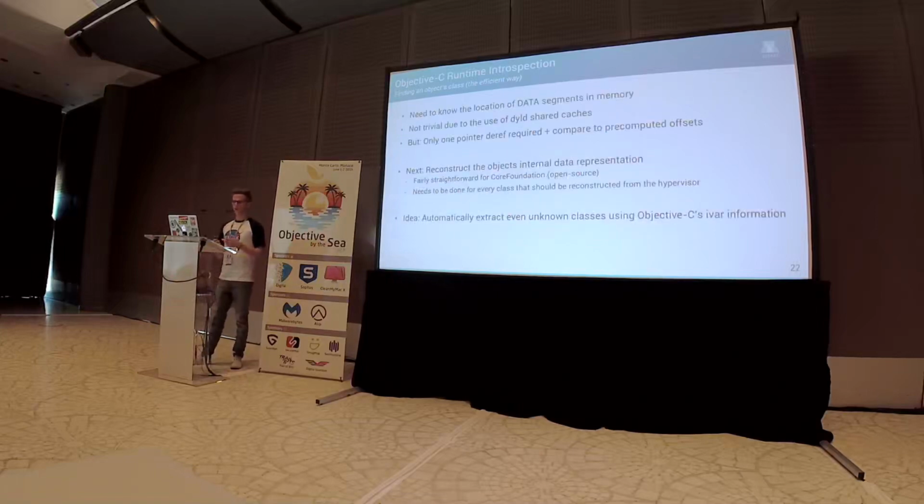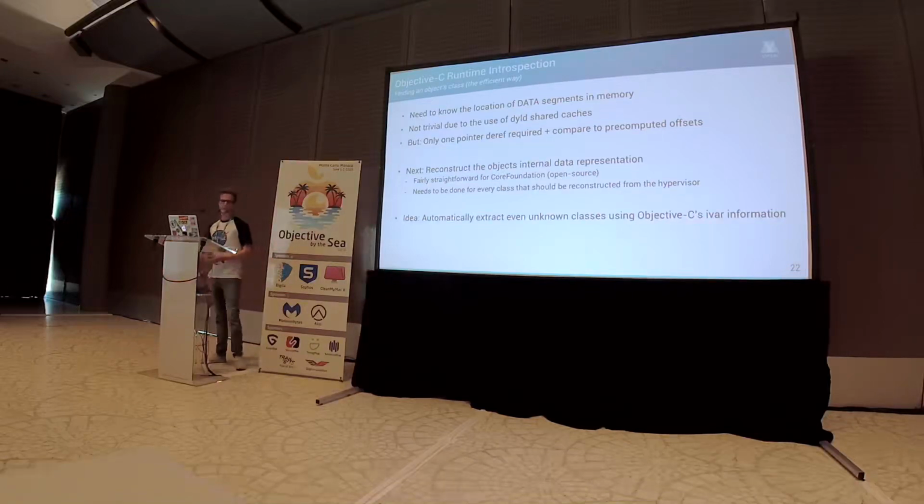This requires some pre-knowledge, so we need to know the location of the data segment in memory, which is not that trivial because the data segments are all contained in the shared cache. This is a huge binary blob of about 600 libraries, and you need to load the locations of the different data segments within this cache. But if you know this and you calculate the offsets in advance, you only need to follow one pointer, compare it to some pre-computed values, and then you know the class.